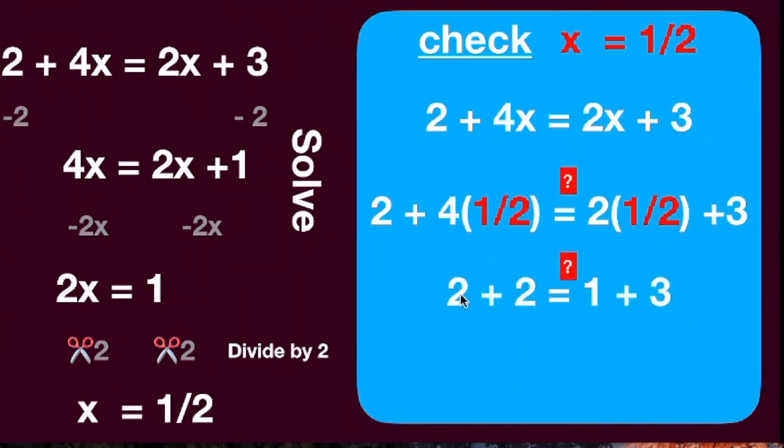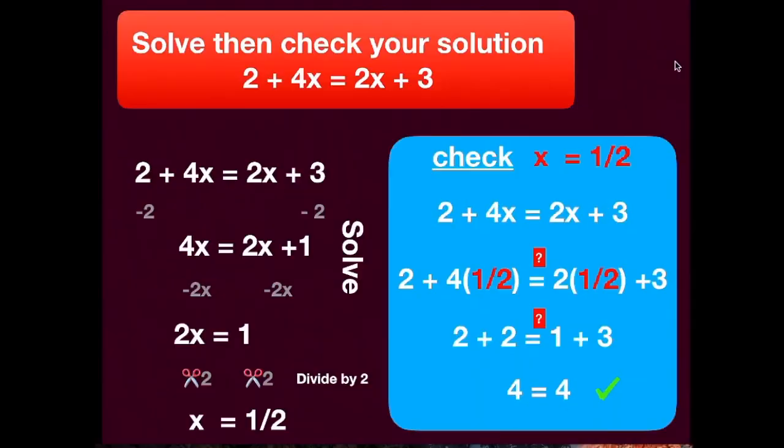Did you get 2 plus 2? If yes, well done, because 4 times half is like 4 divided by 2 equals 2. And 2 times half is like 2 divided by 2 equals 1. Now check what is 2 plus 2 and what is 1 plus 3 and compare them. 2 plus 2 is 4, 1 plus 3 is 4. Look at them, they are equal. Yes, that means we checked our solution and it's correct.